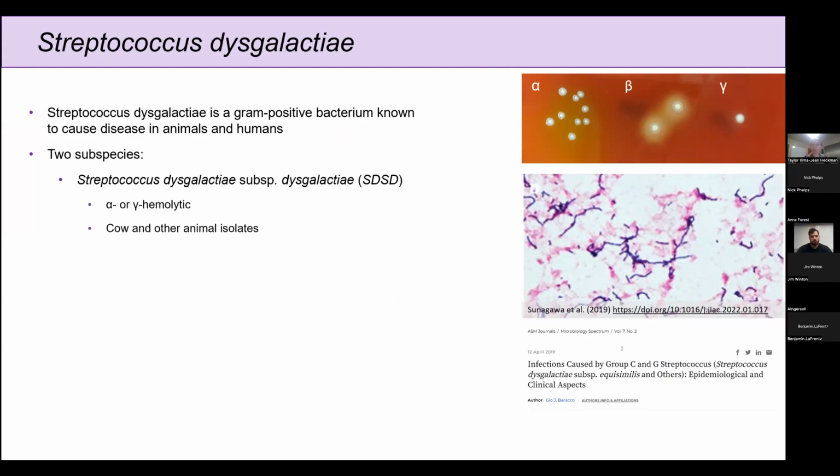So the first subspecies, S. dysgalactiae subspecies dysgalactiae, is generally alpha or gamma or non-hemolytic on blood agar, and it's typically associated with infections in cows primarily, but also other animals. In contrast, the second subspecies, S. dysgalactiae subspecies equisimilis, is beta hemolytic, most often on blood agar, and comes primarily from human clinical cases. Though, of course, there's a few horse isolates in there from which it was first described.